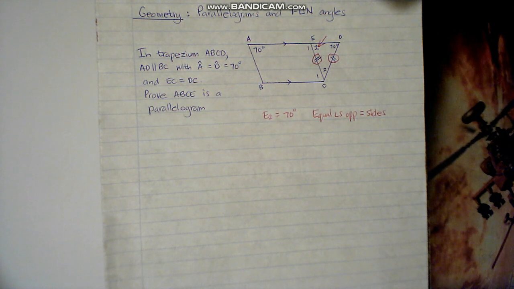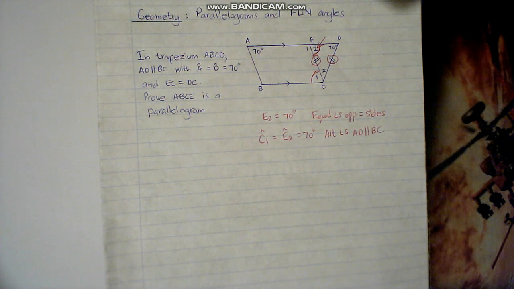Next thing we're going to focus in on C1 and see if you can figure out what C1 is. Pause the video and try and figure out how much is C1. C1 is equal to E2 is equal to 70 degrees, alternate angles. AD is parallel to BC. The arrows mean that the lines are parallel.